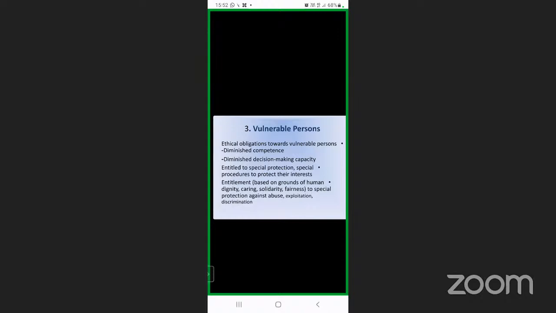Then the special protections, if required for performing the studies, that should be given to that person or that part. Then special procedures to protect the interest, like based on the ground of humans. So all these things we are maintaining in vulnerability.